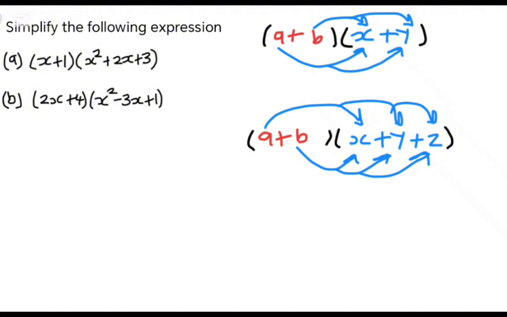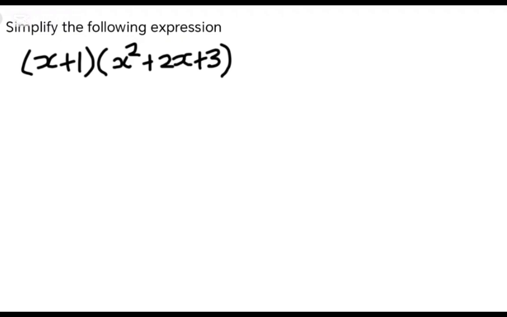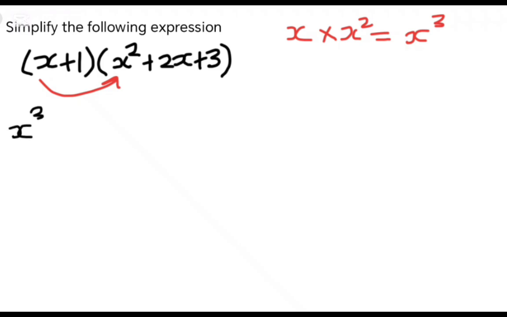So now let's take a look at how we can apply it to answer this type of question. I will start with the first one. So here's the first one. This x is going to multiply here, so x multiplied by x squared gives us x cubed. So the first term here is going to be x cubed.